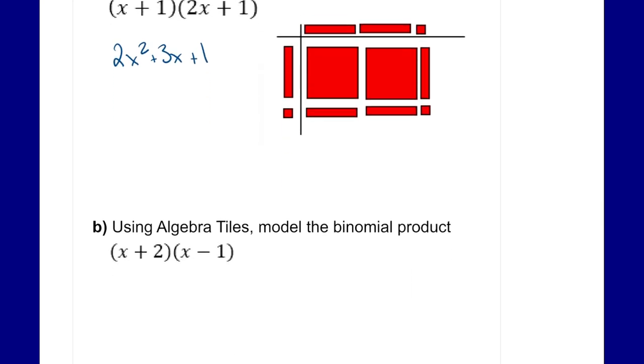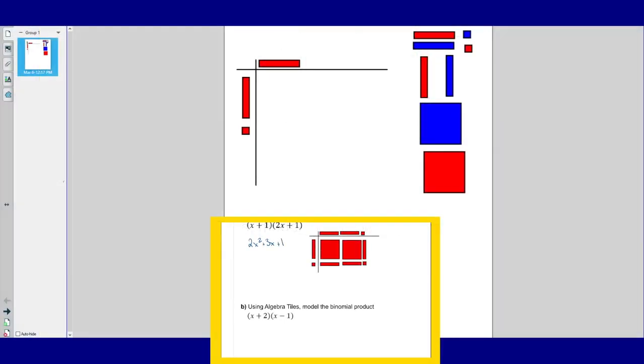Let's do the same thing with x plus 2 times x minus 1. So we're going to do the same thing. Now we're adding in some negatives, so it's going to be a little bit different. So I have x plus 2, so I'm going to keep some of the tiles that I had before, x and 2, and then x and a minus 1. So now we're involving a negative, and that's going to make things a little bit different.